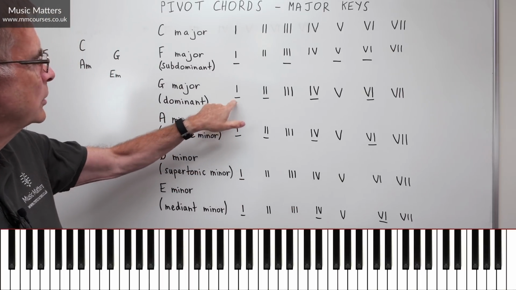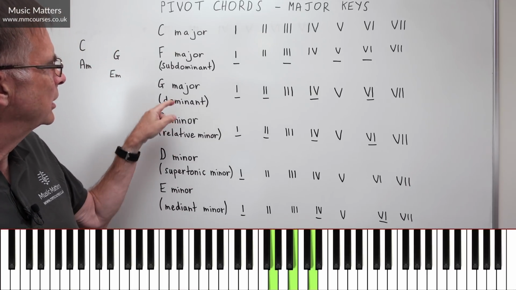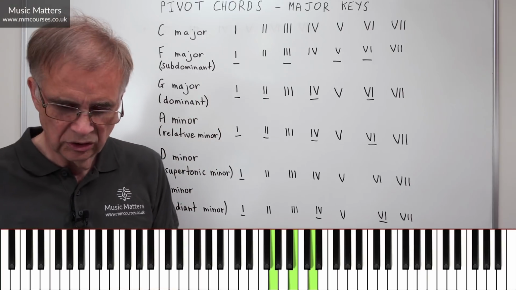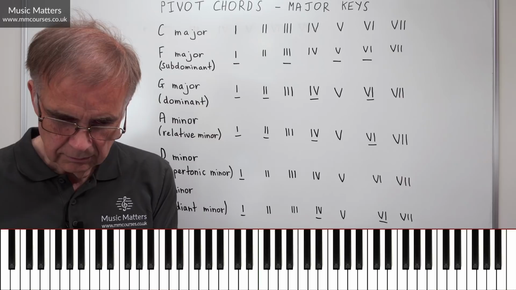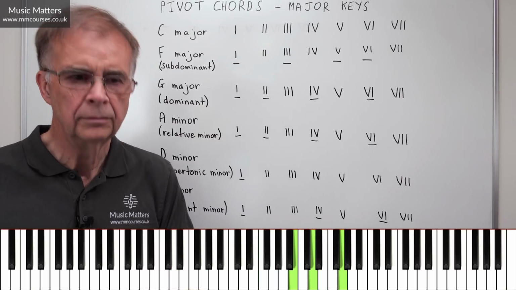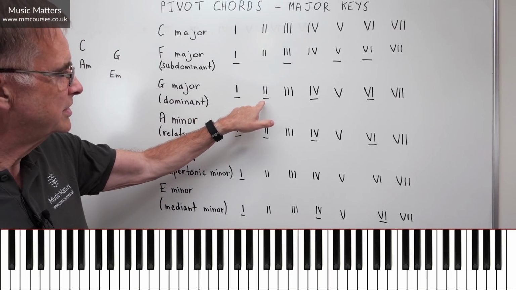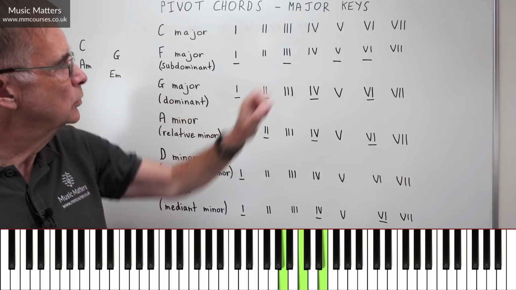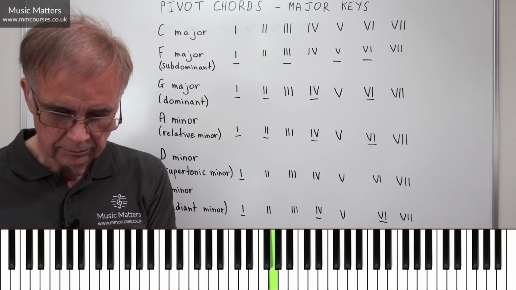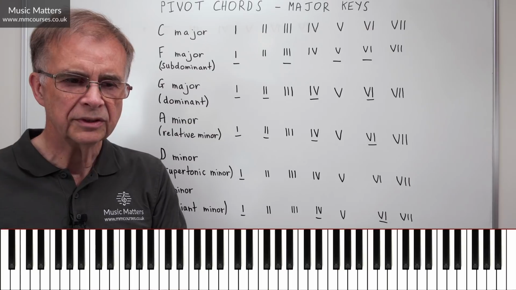Okay, let's move on. So 1 in G major is a G, B, D chord. So if I want to modulate from C major to G major, well, I could use that chord, couldn't I? That's got me there quite happily. 2 in G major is an A, C, E chord, chord 6 in C major. See, it just works beautifully, doesn't it?